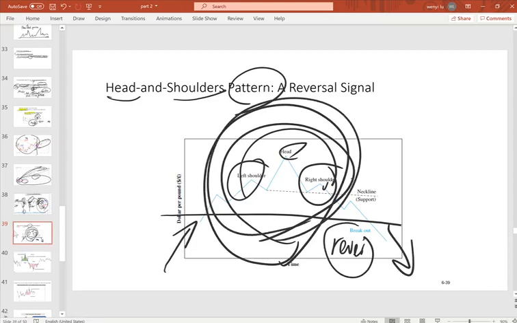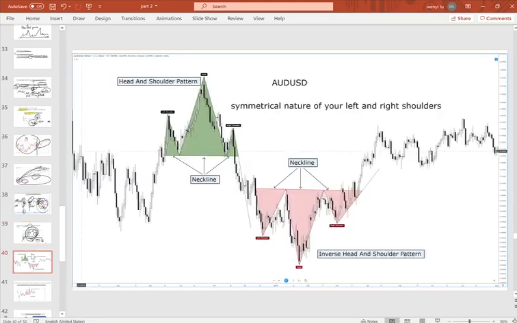So let me show the examples. For example, this is a quote not for a stock; these examples are for the foreign exchange.